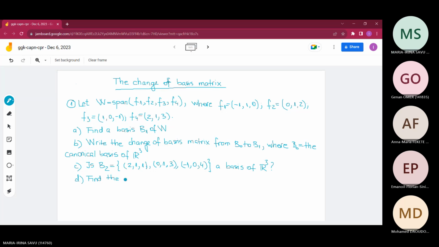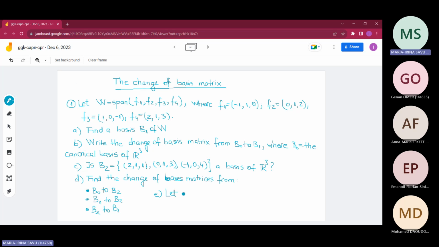Find the change of basis matrices from B0 to B2, B1 to B2, B2 to B1, and the last point.